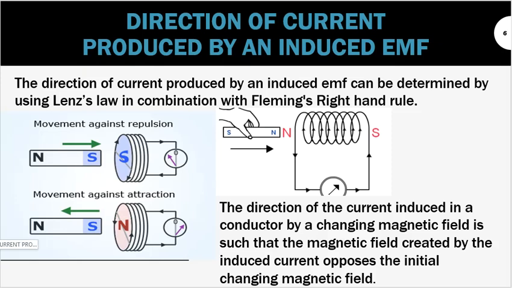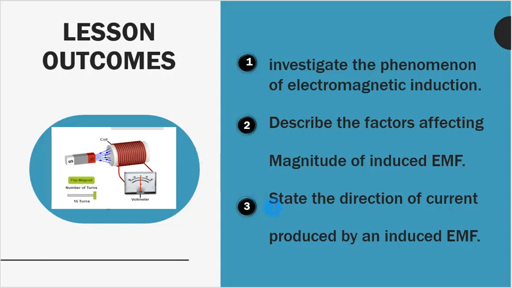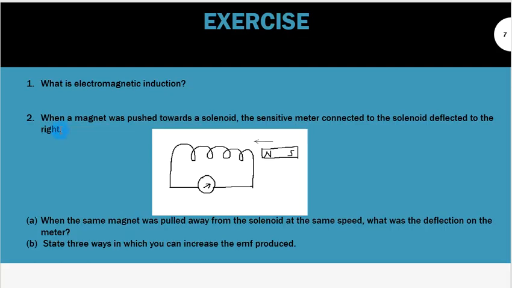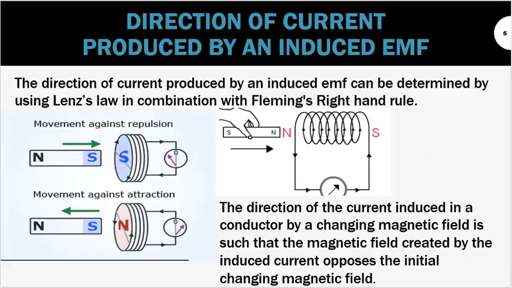That was talking about factors affecting the size, or the magnitude, of EMF produced. So we go to our last part, outcome number 3, which is talking about stating the direction of current produced by an EMF. The direction of current produced by an induced EMF can be determined by using Lenz's law in combination with Fleming's right-hand rule.